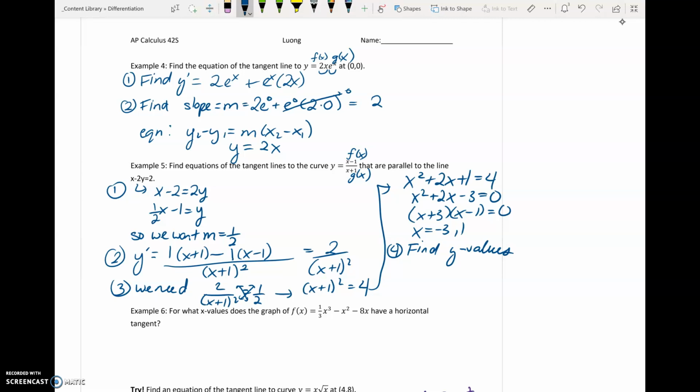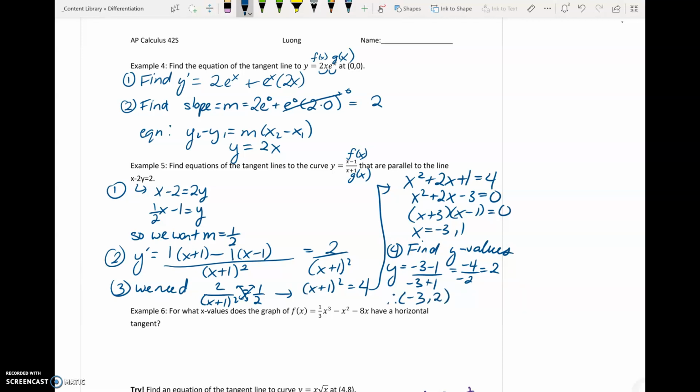So we're going to plug this back into our original equation. Let's plug in negative 3 first. And you're going to get negative 4 over 2. Negative 4 over negative 2, which is just 2. So that means we have the point negative 3, 2.